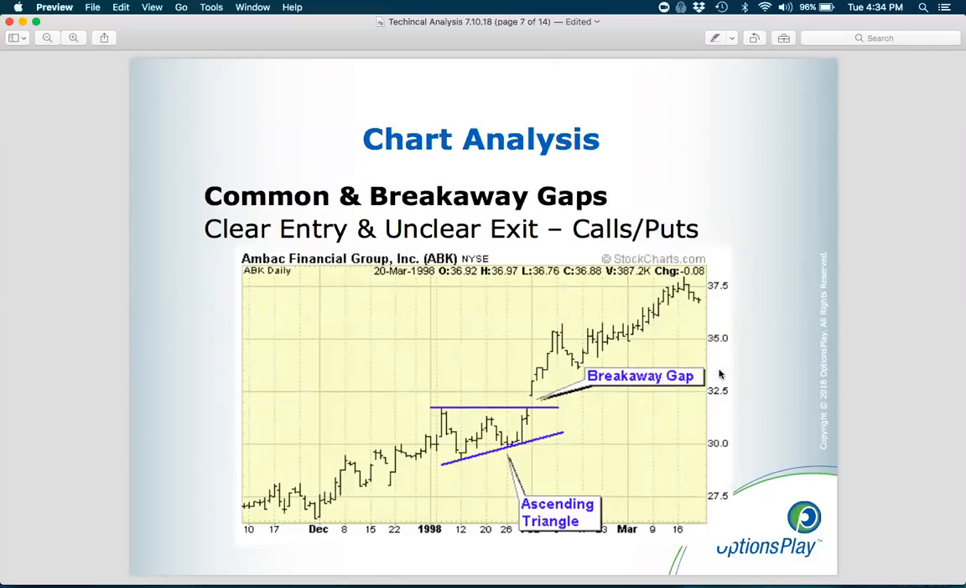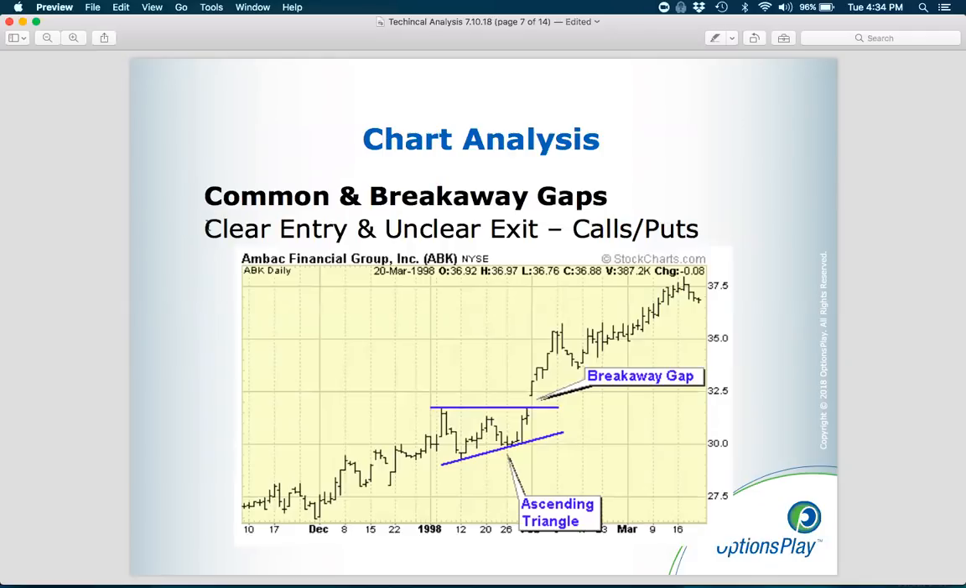Here's just another example. We call them breakaway gaps. So this is, again, same thing. The stock trades sideways for a period of time and then starts to break away. Now, when we talk about breakaway gaps, these are simply stocks that break out above a certain range, and they tend to have quite a bit of follow through, as you can see here. So when the market gaps above a specific range, we typically see quite a bit of follow through.